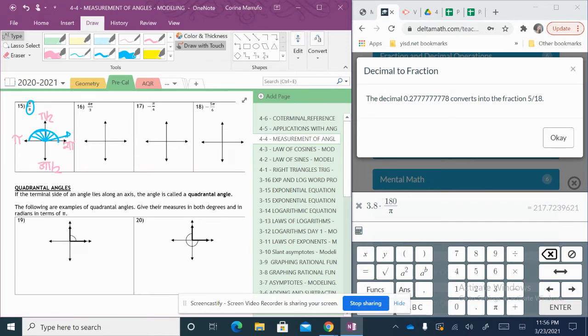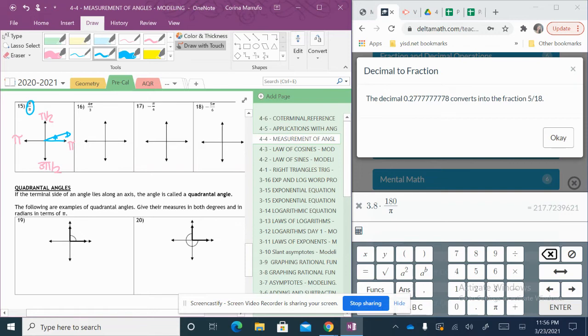So then I would go ahead and erase the rest of them. Okay, and then that would be my angle. Oh, whoops, I didn't mean to erase that. Here, here, and that would be my angle.